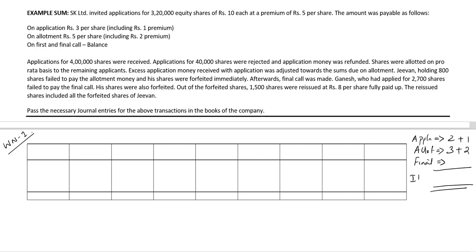As per the question, the issue price of the share is its face value of Rs 10 plus a premium of Rs 5 per share. So it's 10 plus 5. Therefore, the final call amount, the balancing figure, should be 5 plus 2.